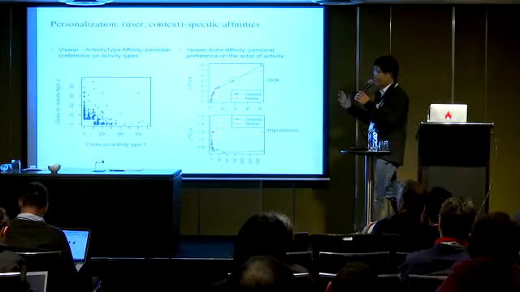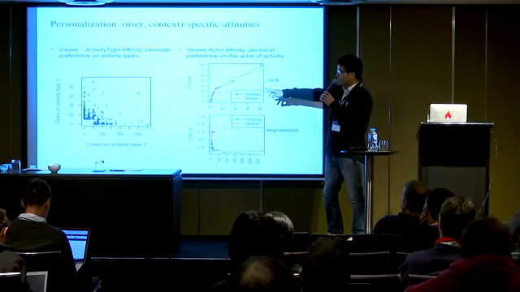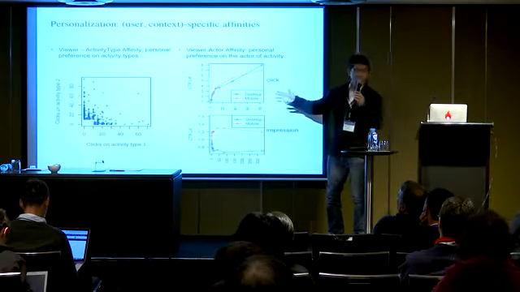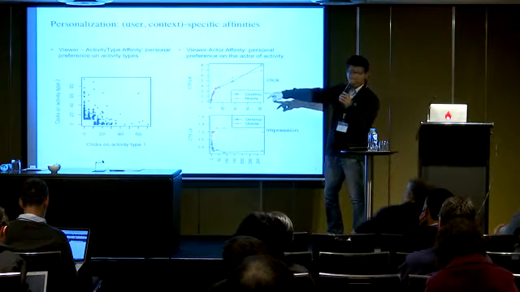For example, if you see the left figure, we randomly sampled 500 users in the random bucket data, and each node is one user.